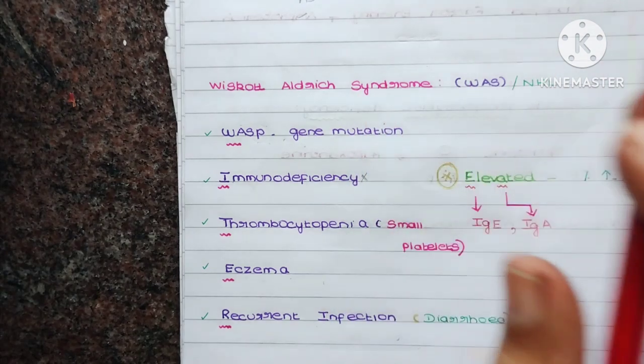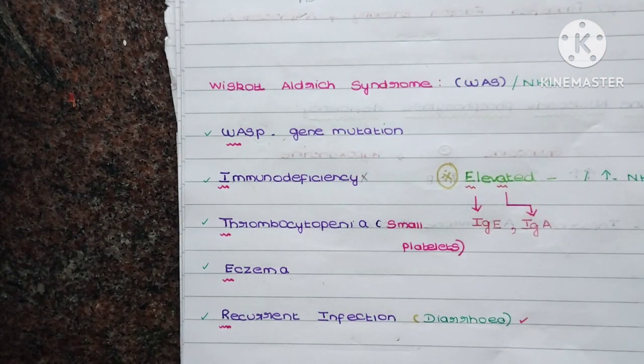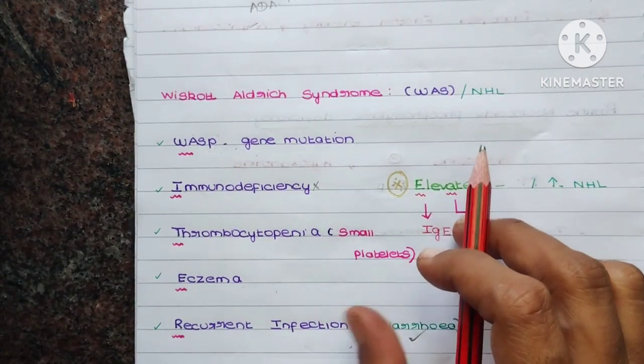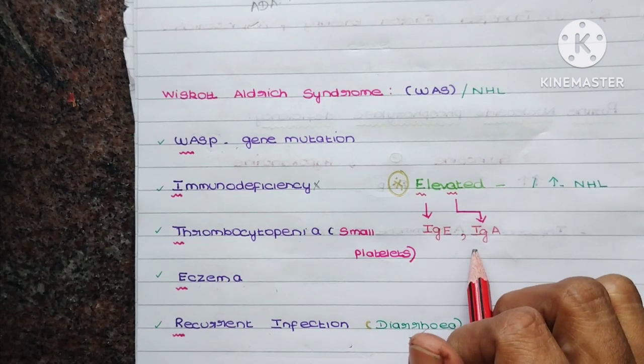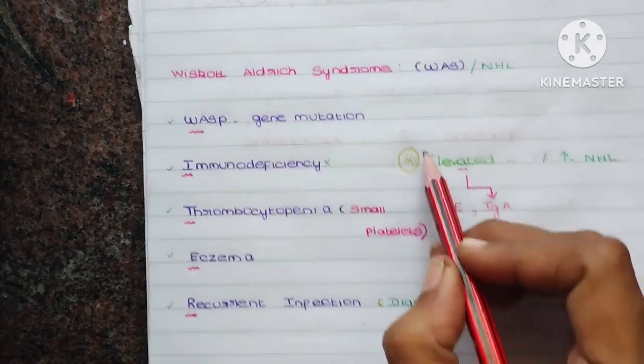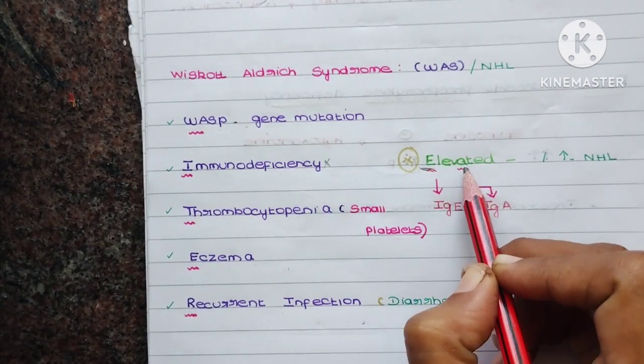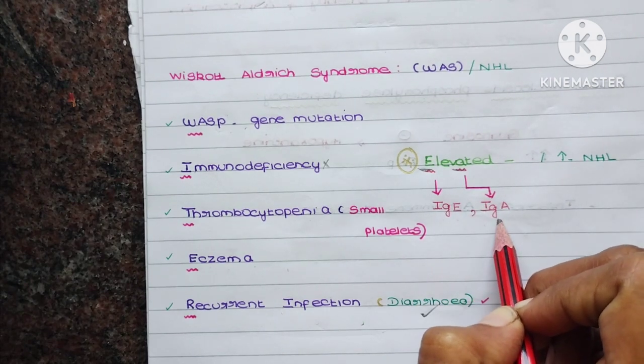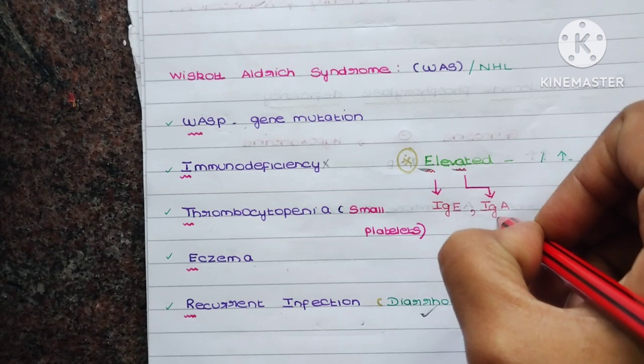Okay, remember. If they are asking Wiskott, whiskey, water, that's all. When you're coming for water, again diarrhea, loose stools, that's it. So in Wiskott, the immunoglobulins that usually get elevated are IgE and IgA. Both IgE and IgA usually get elevated. Okay.